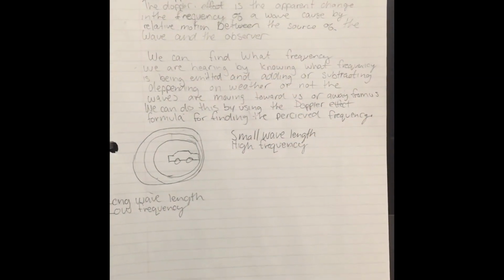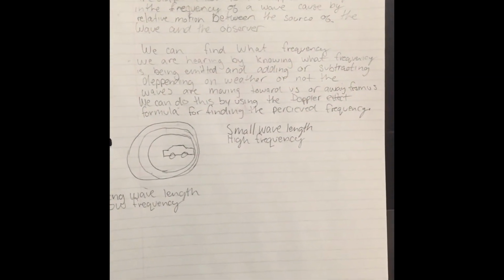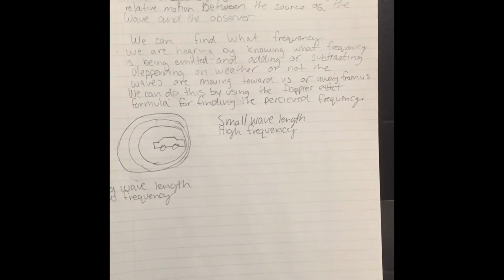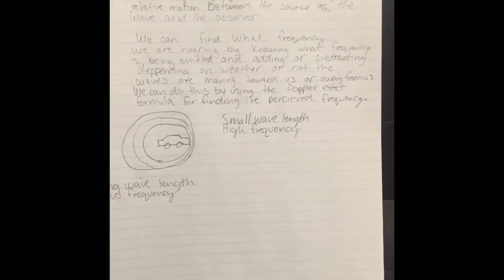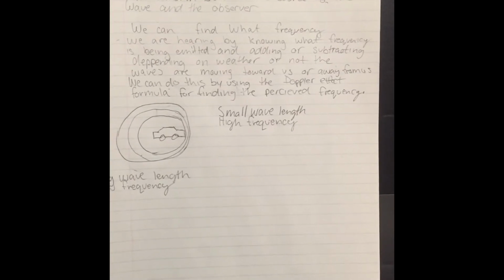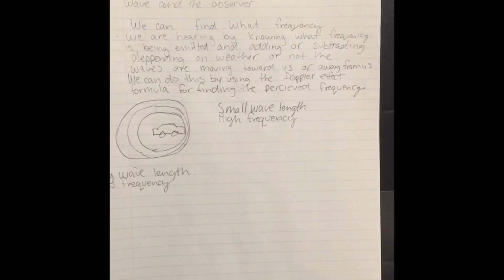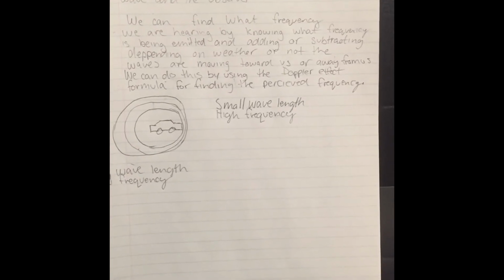The Doppler effect is the apparent change in the frequency of a wave caused by the relative motion between the source of the wave and the observer. We can find the frequency we are hearing by knowing what frequency is being emitted and adding or subtracting, depending on whether the wave is moving toward us or away from us.